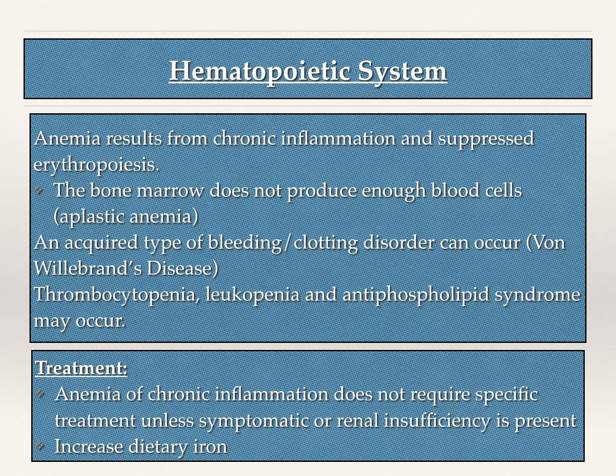The hematopoietic system is affected by anemia, and anemia results from chronic inflammation and suppressed erythropoiesis. Aplastic anemia often occurs, and that's when the bone marrow does not produce enough blood cells. An acquired type of bleeding or clotting disorder known as von Willebrand's disease can occur, along with thrombocytopenia, leukopenia, and antiphospholipid syndrome. Treatment: anemia of chronic inflammation does not require a specific treatment unless the patient is symptomatic or renal insufficiency is present. One can also increase dietary iron.